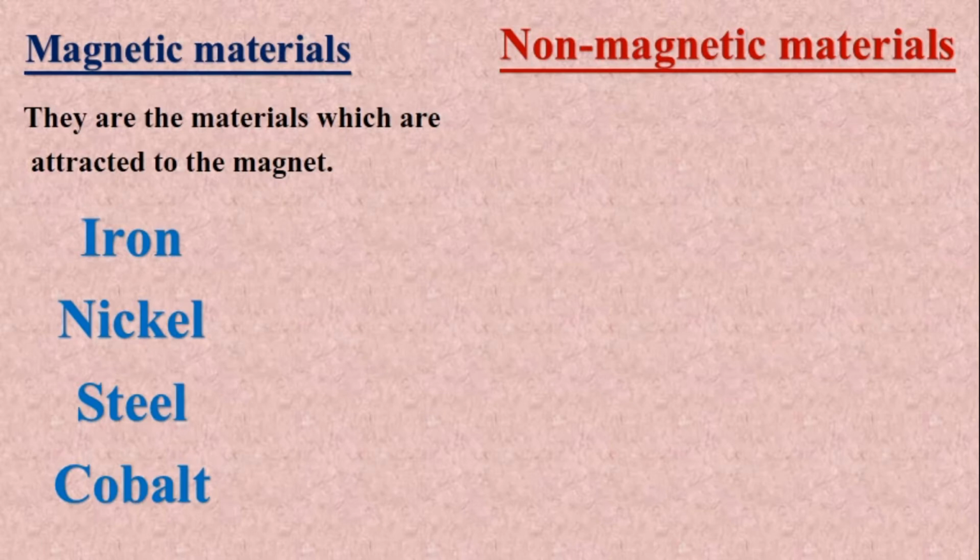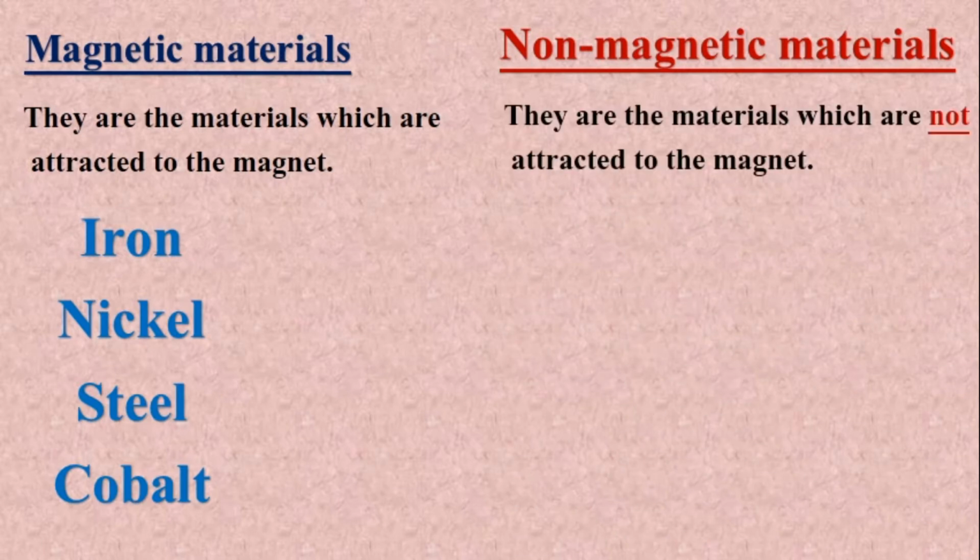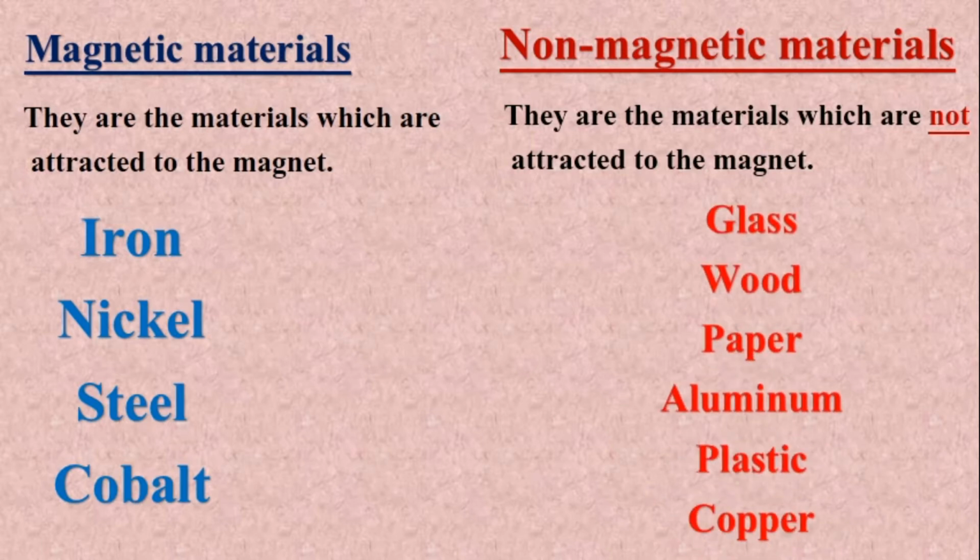What about non-magnetic materials? They are the materials which are not attracted to the magnet. They cannot be attracted to the magnet. So let's say the examples: glass, wood, papers, aluminum, plastic, copper, gold, silver, or any other object that isn't made of iron, nickel, steel, and cobalt.